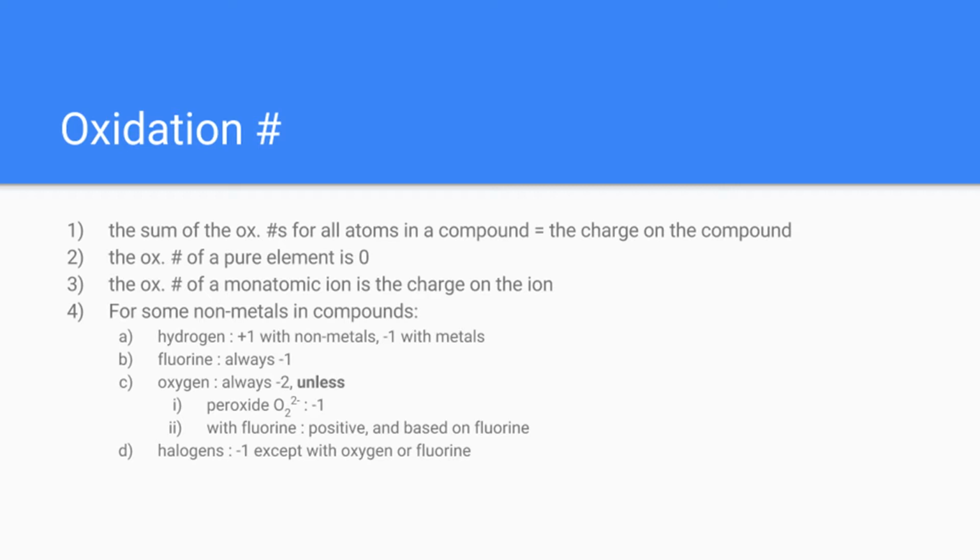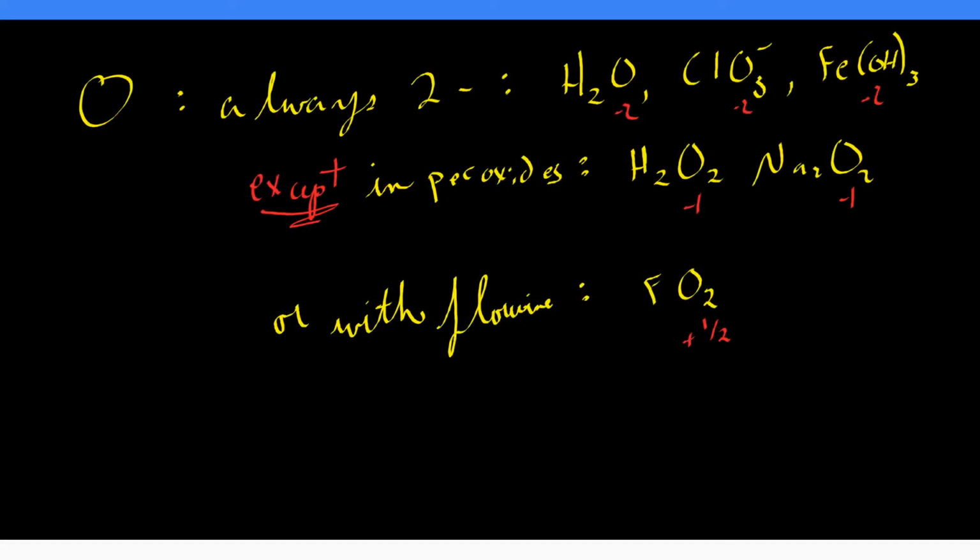Moving right along, we have oxygen, a little bit more complicated. Oxygen is the next most electronegative element. It's the number 2, and that might help because it's always 2 minus, unless it's a peroxide or bound to fluorine. So up top here, we have just regular old oxygen compounds. We have water and chlorate and iron 3 hydroxide. In every single one of those compounds, oxygen has an oxidation number of -2.